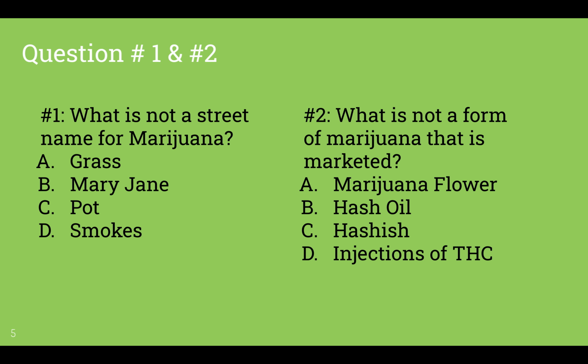Question number 1 and question number 2. Question number 1. What is not a street name for marijuana? A. Grass. B. Mary Jane. C. Pot. Or D. Smokes. Question number 2. What is not a form of marijuana that is marketed? A. Marijuana flower. B. Hash oil. C. Hashish, sorry if I mispronounced that. And D. Injections of THC. I'll give you a few seconds to answer that.